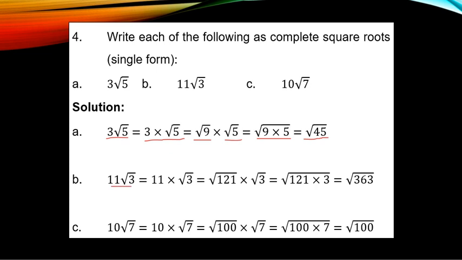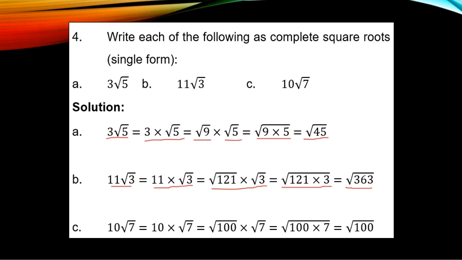11 root 3 is the same thing. You have 11 times root 3. The perfect number whose square root is 11 is 121, so square root of 121 times square root of 3. Different surds can be multiplied. So you have square root of 121 times 3, and that is square root of 363. So this is a complete square root. There is no number attached to it, to the left, none to the right.